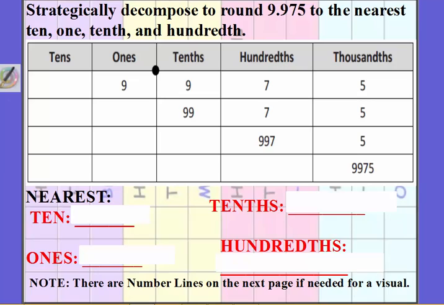Okay, let's look at this next one. I already filled our chart out for us. So now, we're going to be rounding 9.975, 9 and 975 thousandths, to the nearest 10, 1, tenth, and hundredth. So for 10, I start in my 10 spot, which is a 0, and I look to the right. I'm going to be rounding up. So that means this becomes a 1, and these all become zeros. So I'm left with 1 ten and nothing else.